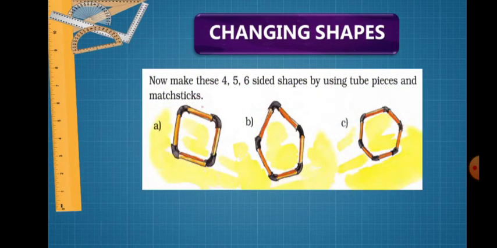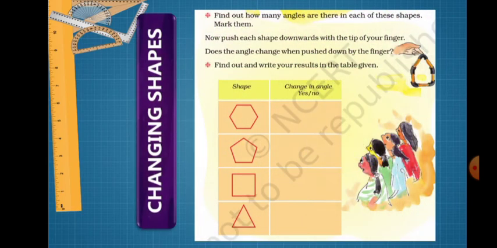Changing shapes. Now make these 4, 5, 6-sided shapes by using 2 pieces and matchsticks. Find out how many angles are there in each of these shapes and mark them. Now push each shape downwards with the tip of your finger. Does the angle change when pushed down by the finger? Yes, it may be. Find out and write your results in the table given here.